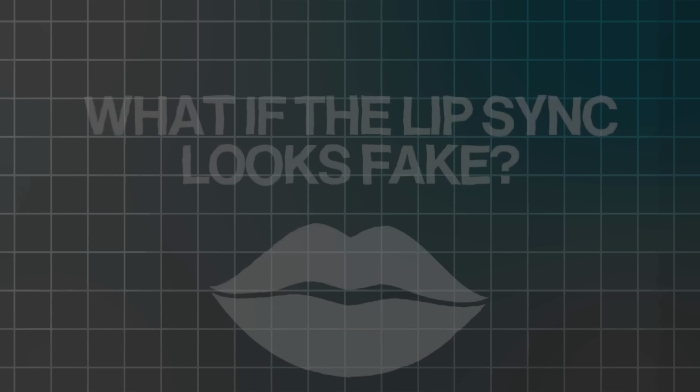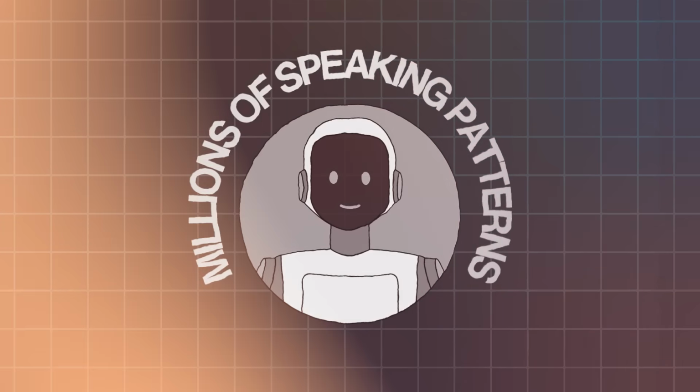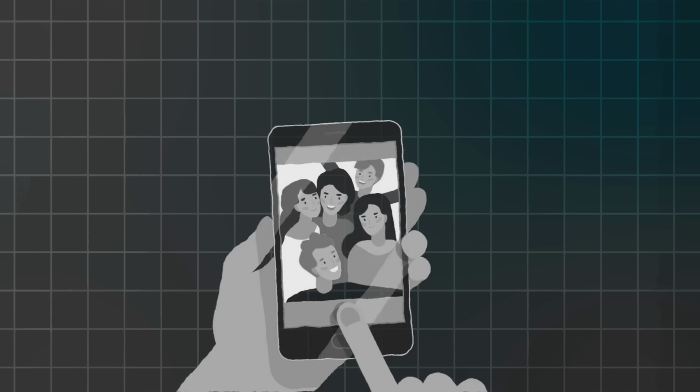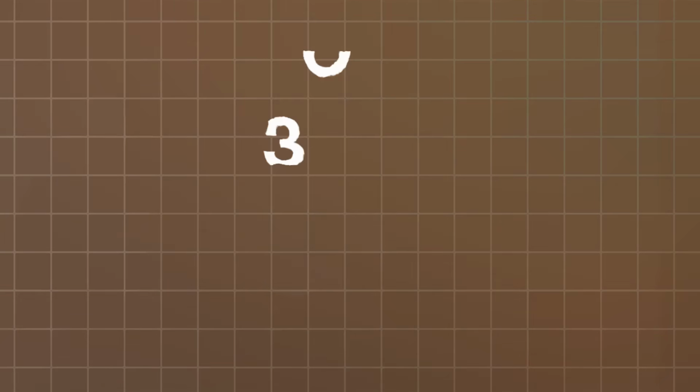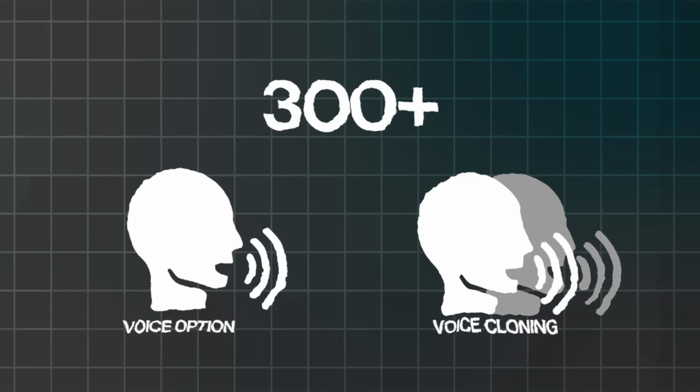I know what you're thinking. But Mariana, what if my photo doesn't animate well? Here's the thing, HeyGen works with almost any clear portrait photo, even old or low quality images. What if the lip sync looks fake? The AI has been trained on millions of speaking patterns, so the mouth movements are incredibly realistic. What if I don't have good photos to use? You can use stock photos, artwork, or even screenshots from videos. As long as there's a clear face, it will work. What if the voices don't match my photo? With 300 plus voice options plus voice cloning, you can find or create the perfect match for any image.